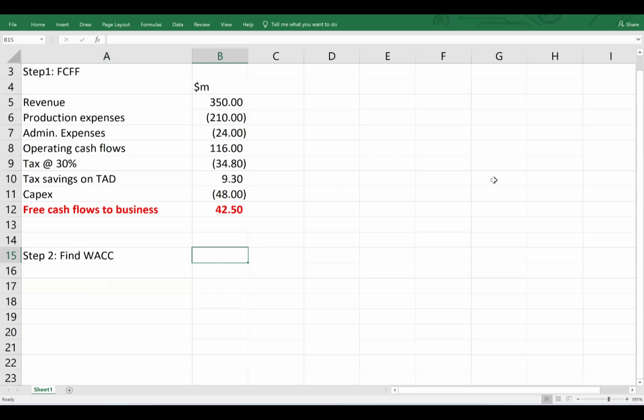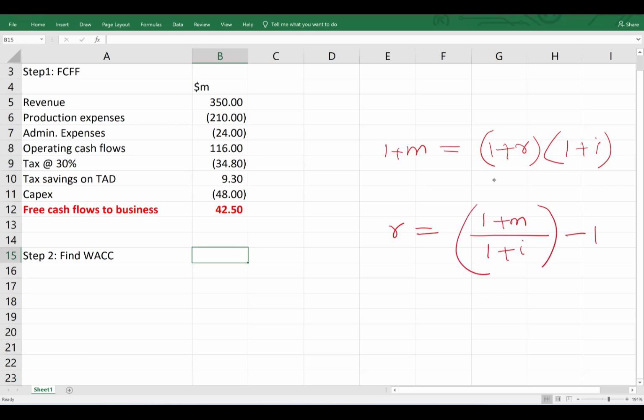You know that the Fisher formula is 1 plus M is equal to (1 plus R) into (1 plus I). You want to find the real rate, right? So we have to rearrange the formula. R is equal to 1 plus M over 1 plus inflation, minus 1. Because we have to find R only, so 1 we have to take on the other side.